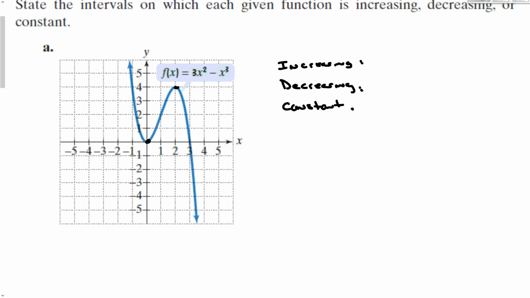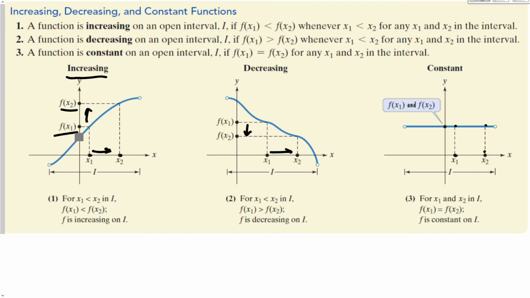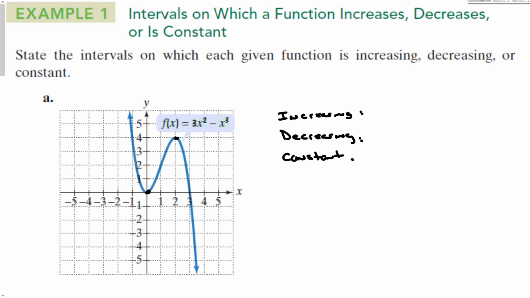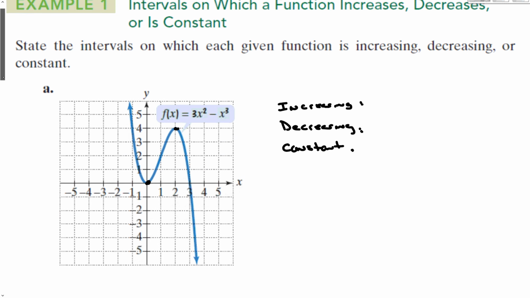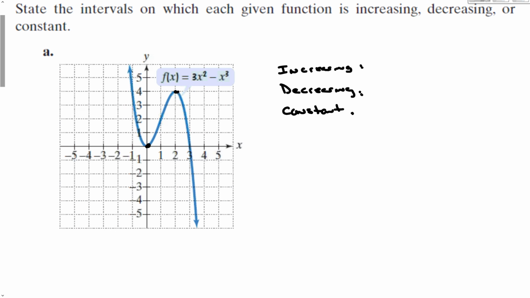Okay, when we're talking about increasing and decreasing and constant, we're always going to be talking about what's happening between my x values. My f of x values, my y values, tell me what's going on. Is it increasing, is it decreasing, or is it constant? But my x values are what I would use to describe the interval. So for increasing, this function is increasing from x equals 0 to x equals 2. So from 0 to 2.